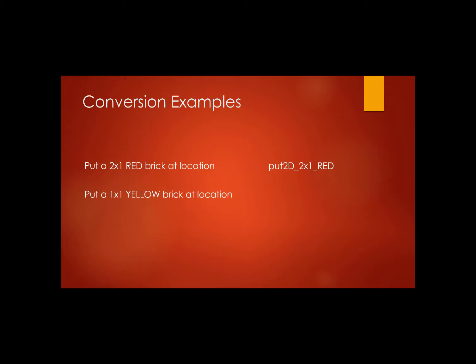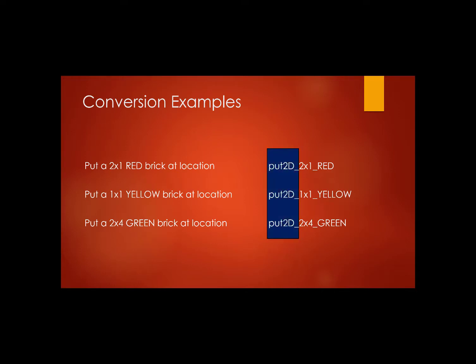Let's look at another one. Put a 1x1 yellow brick at location gets converted to put 2D underscore 1x1 underscore yellow. Put a 2x4 green brick at location gets converted into put 2D underscore 2x4 underscore green. And I would like to point out that all of the put functions in levels 1 and 2 begin with the prefix put 2D underscore.